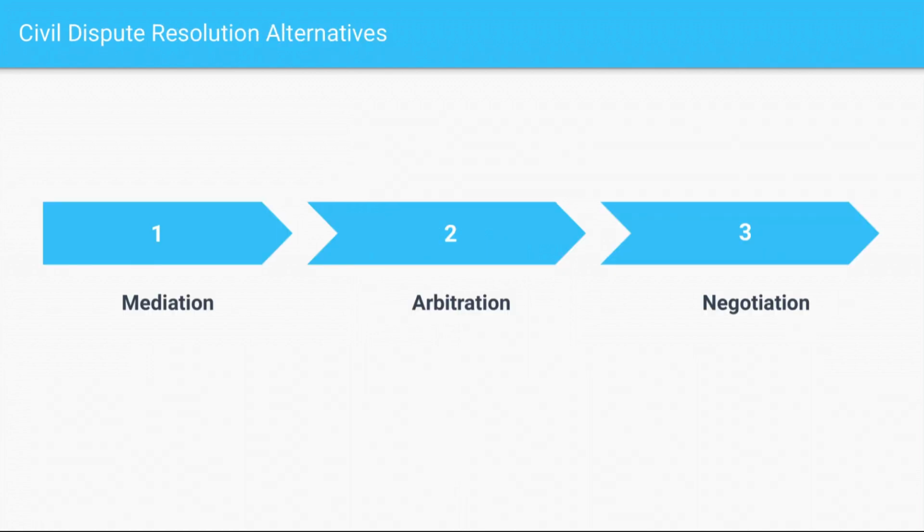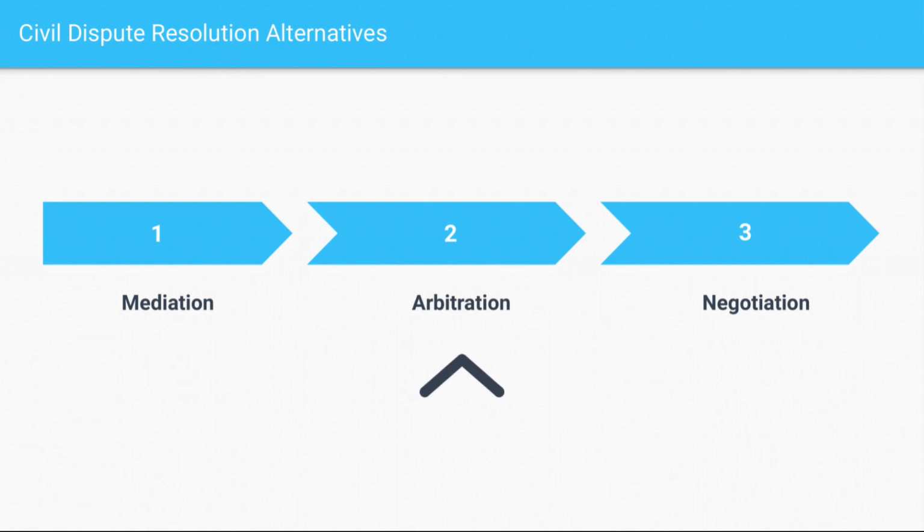Let's look at civil dispute resolution alternatives. There are several methods for resolving civil disputes outside of traditional court proceedings. First, we have mediation. Mediation involves a neutral third party who helps the disputing parties reach a mutually acceptable agreement. The mediator does not make a decision but facilitates communication and negotiation between the parties.